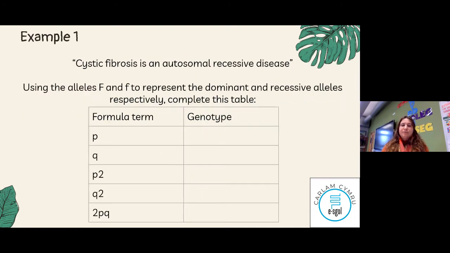So let's have a look. Let's try this question. Cystic fibrosis is an autosomal recessive disease. So if you have it, you have homozygous recessive alleles. Using the alleles capital F and lowercase f to represent the dominant and recessive alleles respectively, try and complete this table now. If you can't, I'm going to go through it in a few seconds.